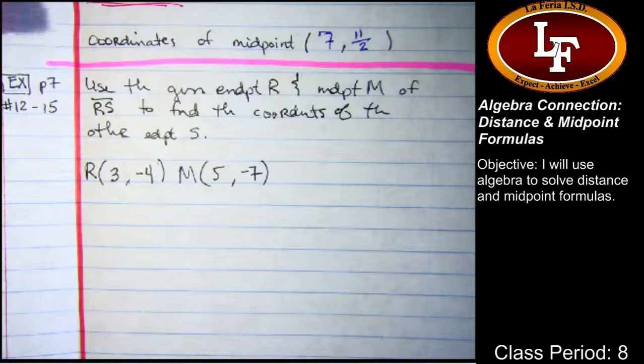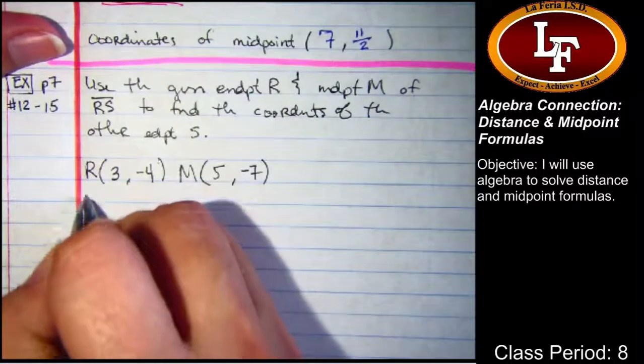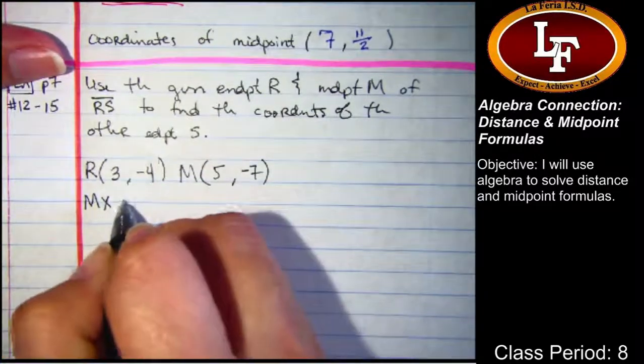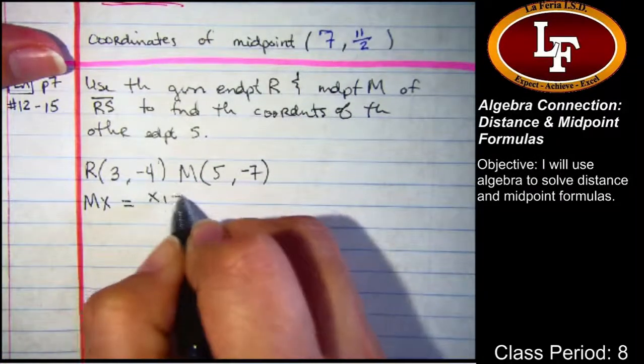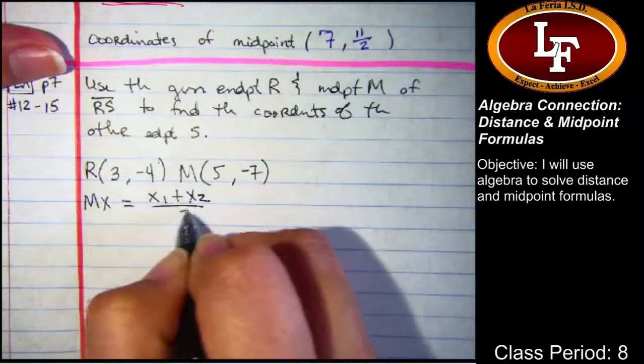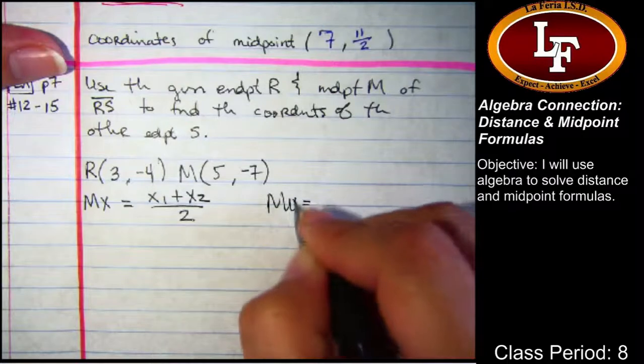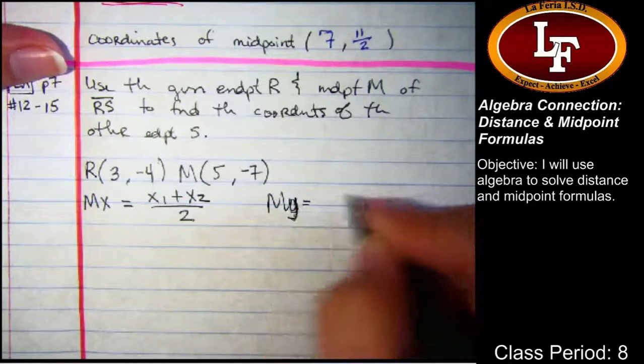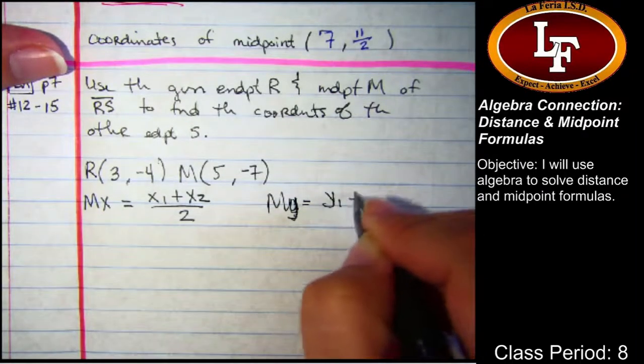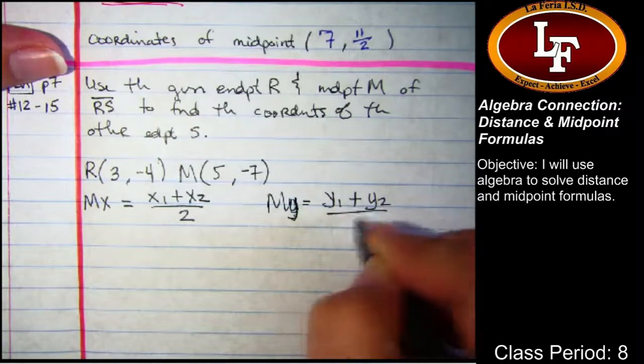You've been asked to do something with midpoint. So once again, we're going back to that midpoint formula. So I'm going to go ahead and rewrite it. Midpoint x equals x1 plus x2 over 2. And midpoint y, which looks a whole lot like the word my, just realized, y1 plus y2 over 2.